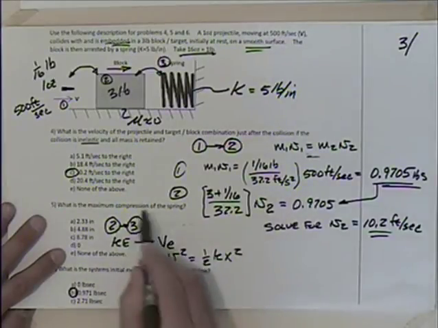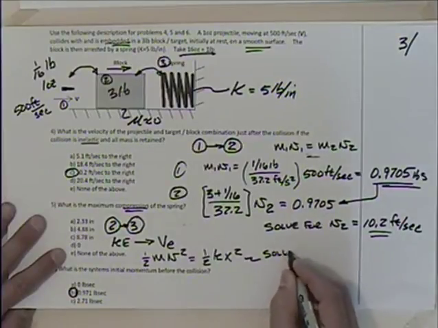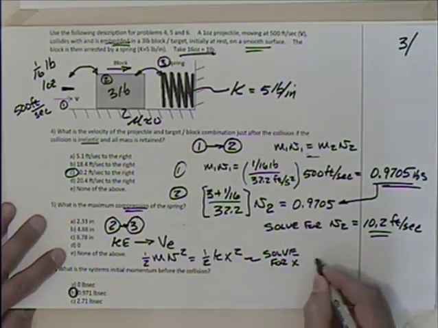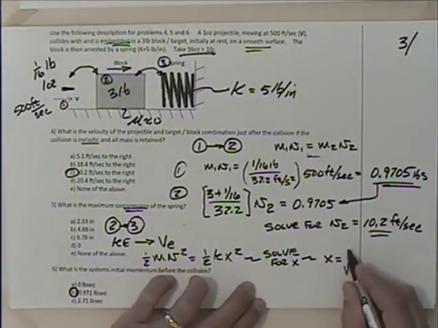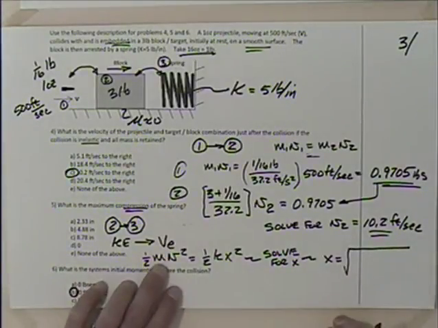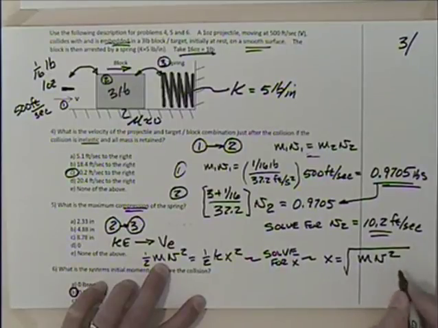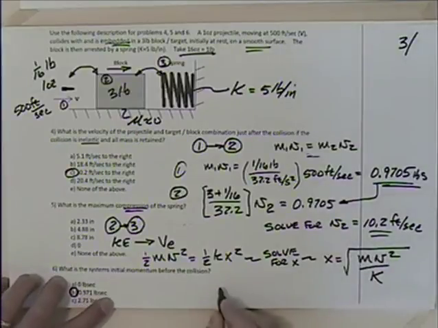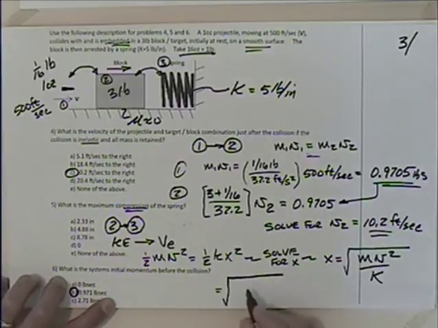So I need to solve, I'm looking for the compression of the spring. I solve this for x. I could say then that x is equal to what? Multiply both sides by 2. I then have the square root of mv squared divided by k, right? So what's that look like? We haven't gone off screen here. Yeah, I think I can get it on there.